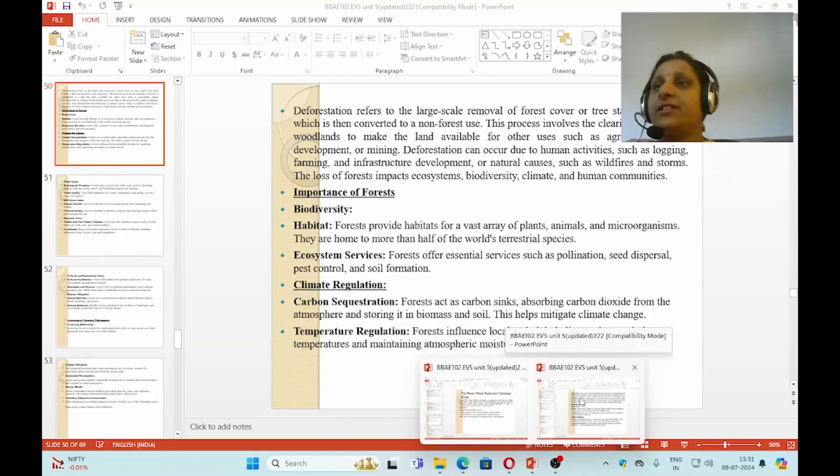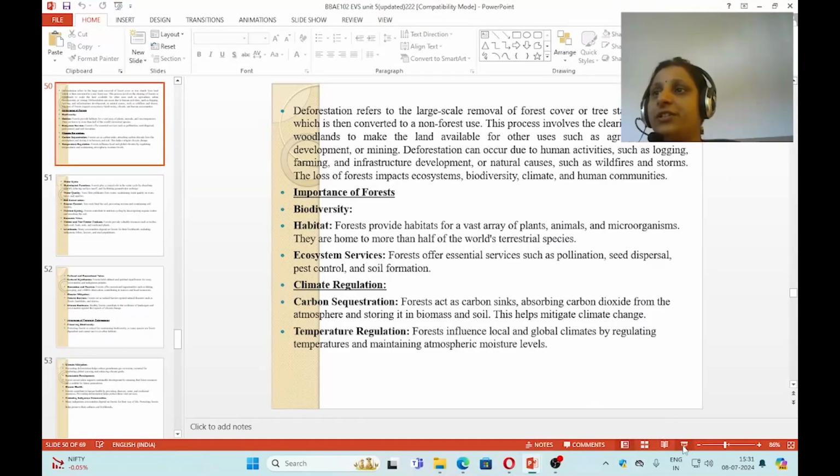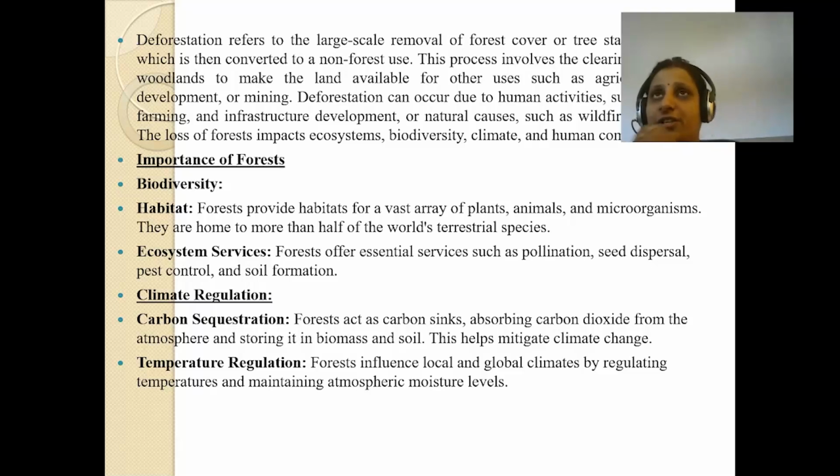Hello everyone, students. Today we are talking about deforestation. What do you think deforestation is?